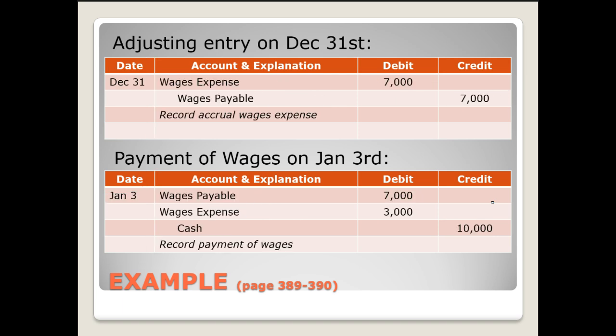Let's look at that. Notice, we made a debit to an expense account and a credit to a payable account in order to close out the period. But once the payroll actually occurred, we clear the payable, we have to add 3 more days of expense, and then altogether we write checks for $10,000, which is a credit to cash for that amount.